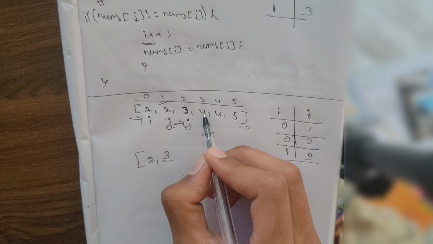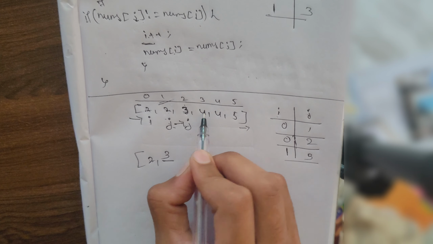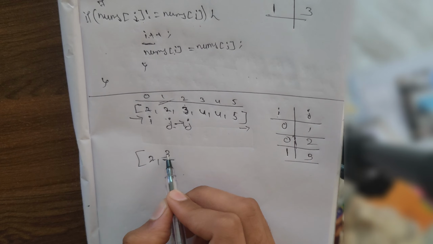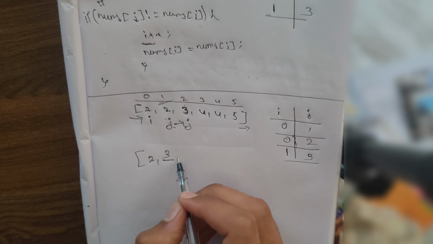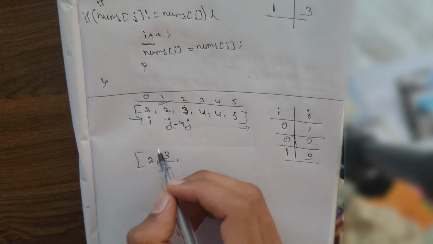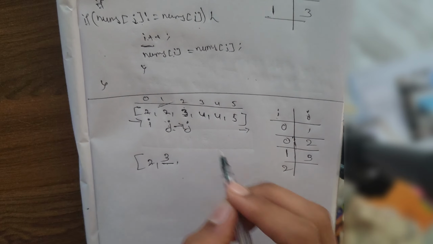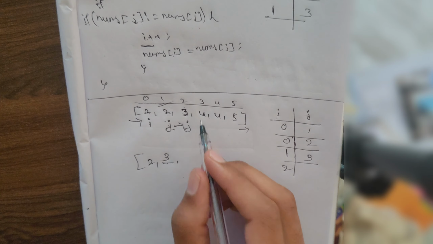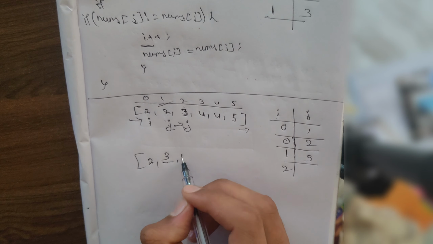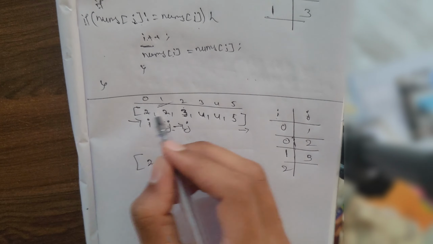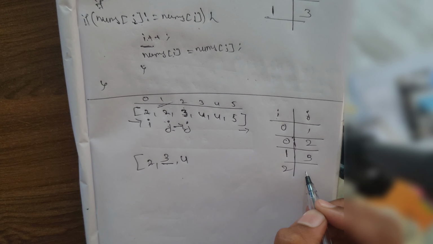So at the j we have 4. So we have to compare 4 with 3. Both of these are not equal. Again we have to increment the I value. I value will become 2 and the current unique element will be placed here. The current unique element will be 4. Now the j value also goes to the next iteration, that is 4.